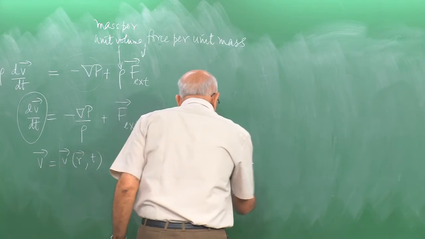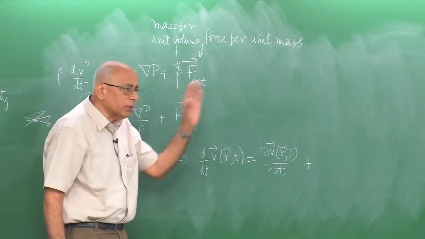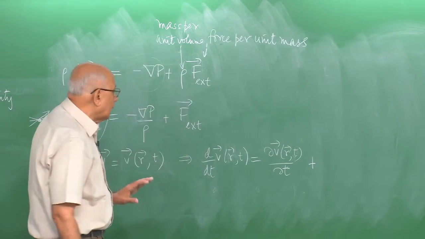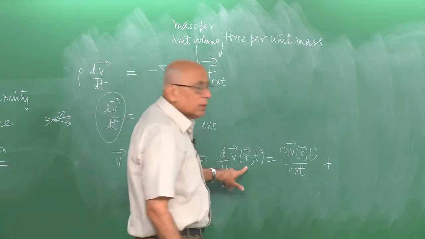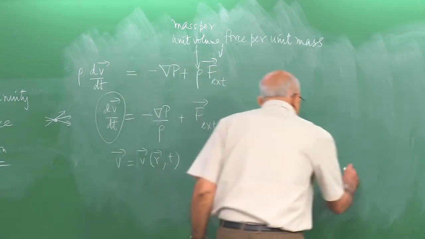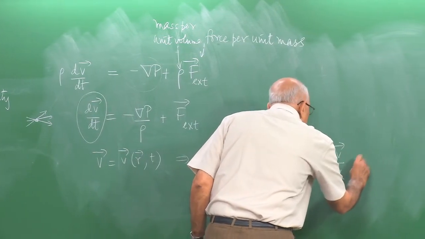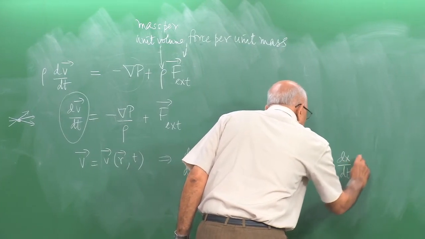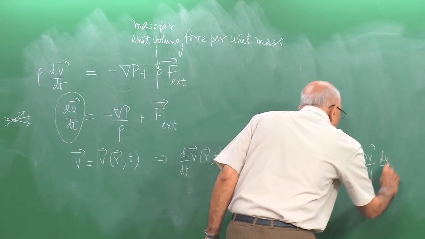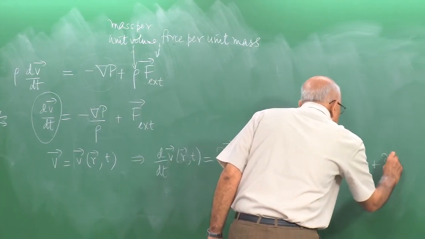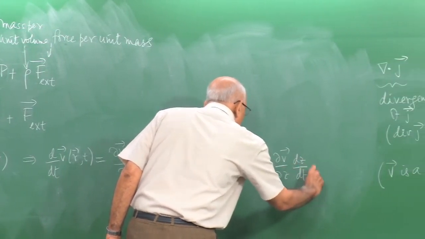Plus, there is a contribution which arises because the fluid element moves as a function of time, and therefore there is a change of its coordinates as a function of time, and this of course is x, y and z. So, there is a portion which comes due to delta V over delta x times dx over dt plus delta V over delta y dy over dt plus delta V over delta z dz over dt.